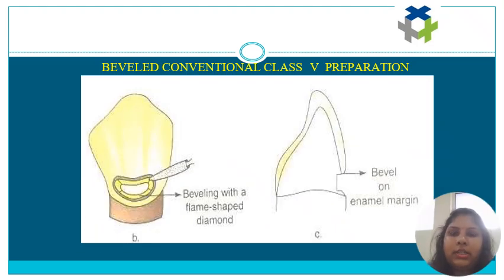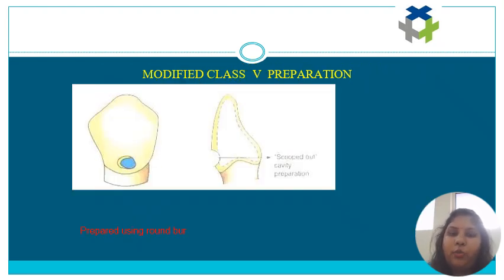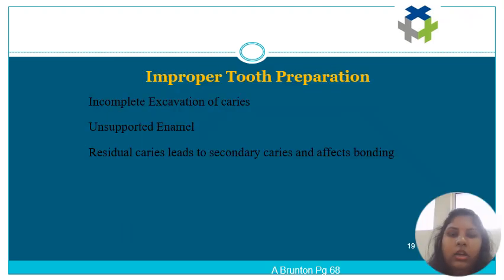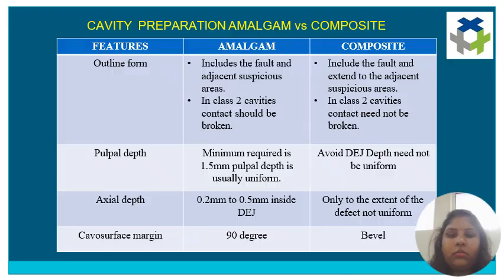So for bevel conventional class 5 preparation, a flame shaped bur is used for beveling, and you have to bevel on the enamel margin as well. Then you have modified class 5 preparation. In modified class 5 preparation you will be using a round bur for preparing. Then what is improper tooth preparation? Improper tooth preparation is nothing but incomplete excavation of caries, then unsupported enamel and residual caries, which lead to secondary caries and affect the bonding.